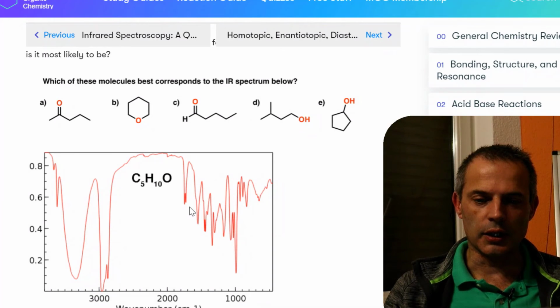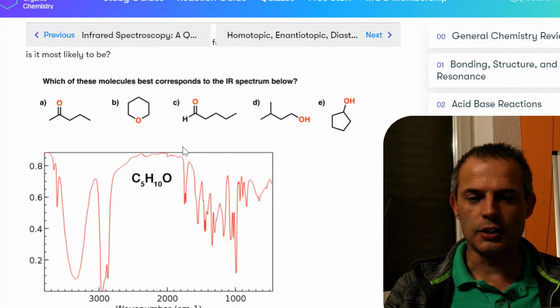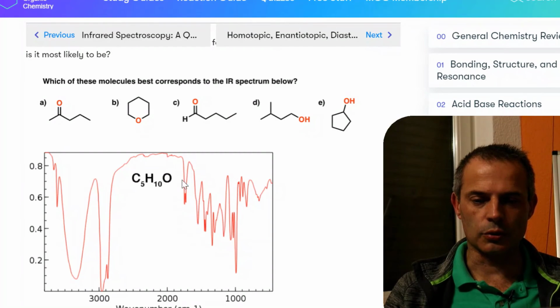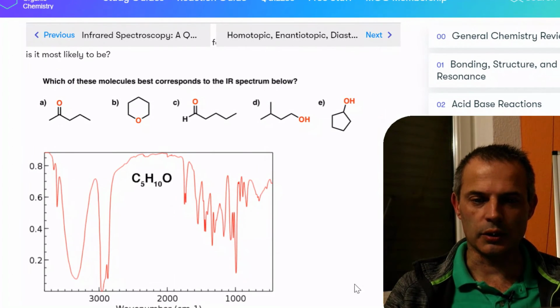So if we look down here, we would expect to see somewhere here a giant peak for C double bond O if there was any, and it would be really, really huge. So it probably isn't. And that would pretty much do for this molecule. Let's have a look at the answer.